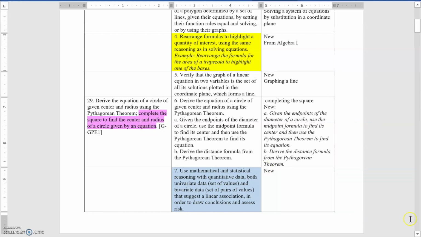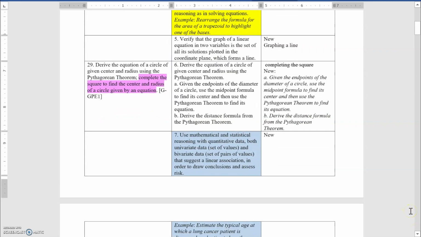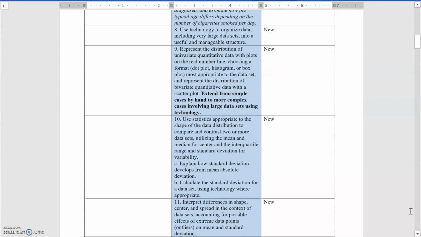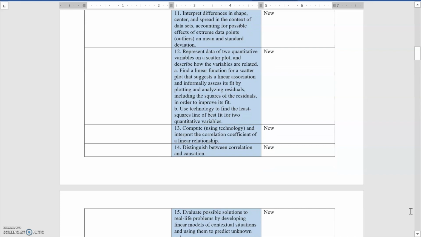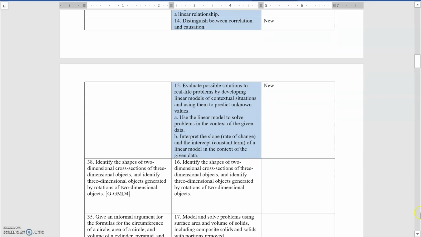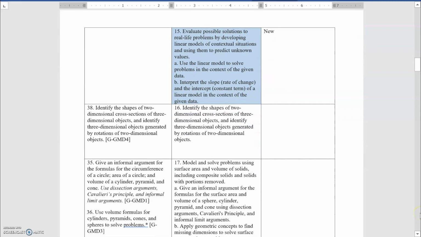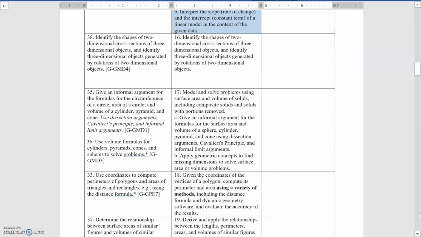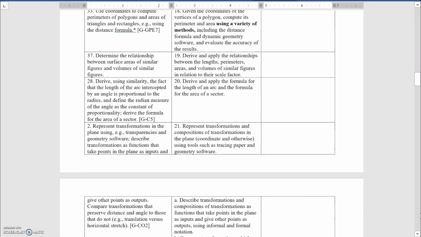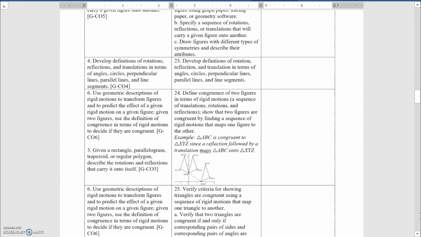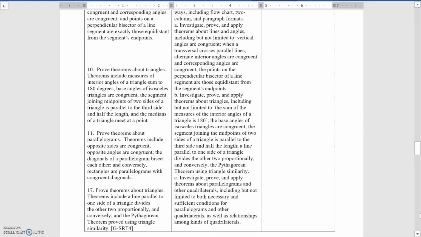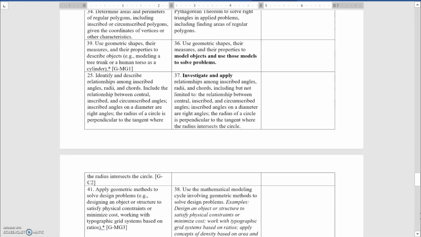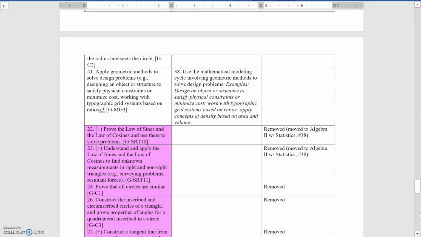We will no longer be completing the square in geometry. Then beginning with number 7, each of these that I've highlighted blue are the data analysis standards, and that goes through number 15. Then beginning number 16, if you refer back to the column on the left, you can see that these very closely correlate with the standards that we were doing previously. And lastly, the pink highlighted standards are those that are no longer in geometry.